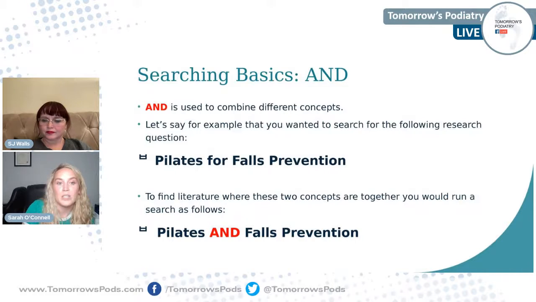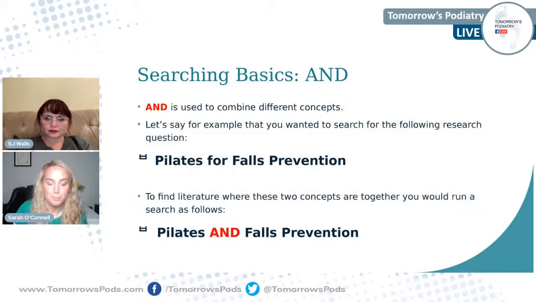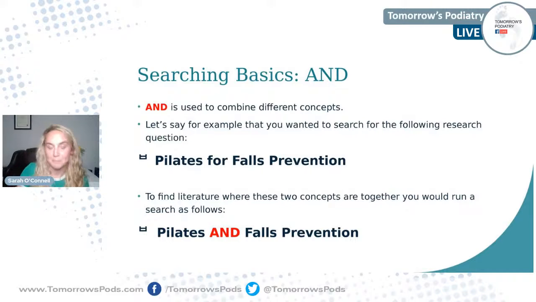So what you can use is the term AND, and what AND does is it combines different concepts. So an example I just wrote down is, okay, you decided you're interested in Pilates and you were going, I wonder if there's a link between Pilates and falls prevention. So instead of saying Pilates for falls prevention, if you add in the word AND, like I have there in red, what it lets you do is find literature where these two concepts are together. So then when you run your search, you're getting everything that includes Pilates and falls prevention. And then if we go to the next slide.